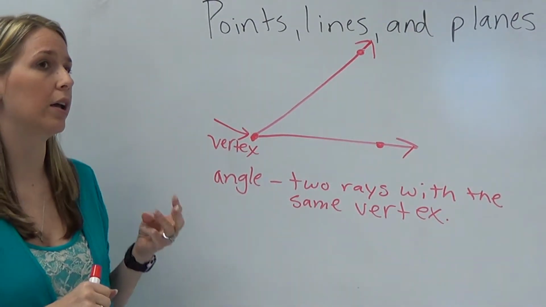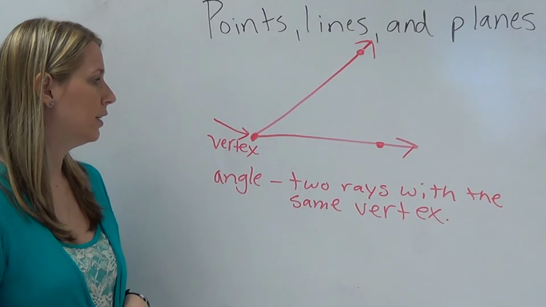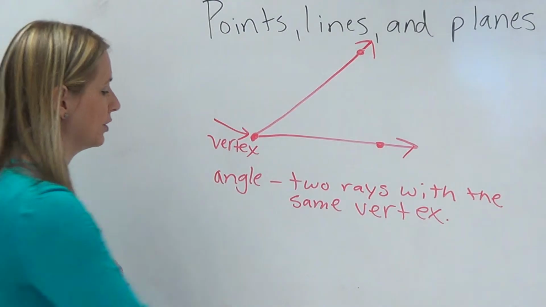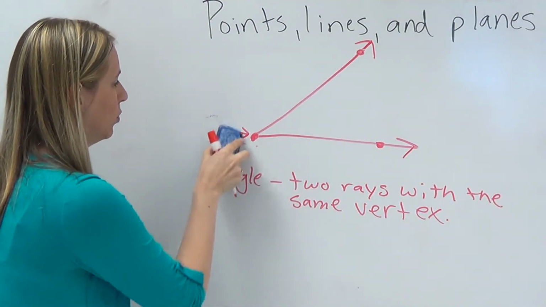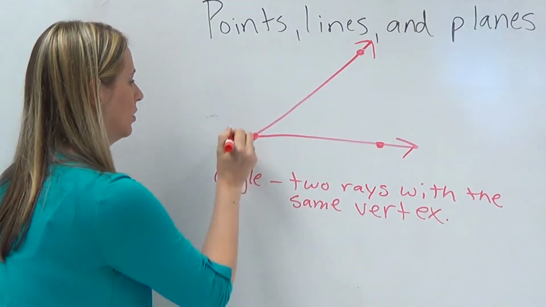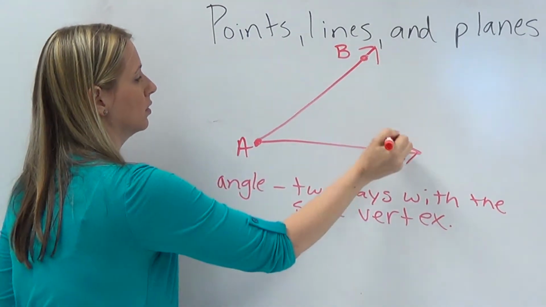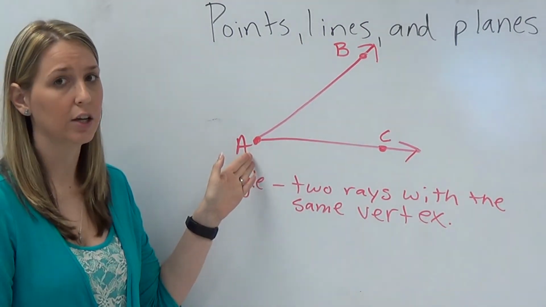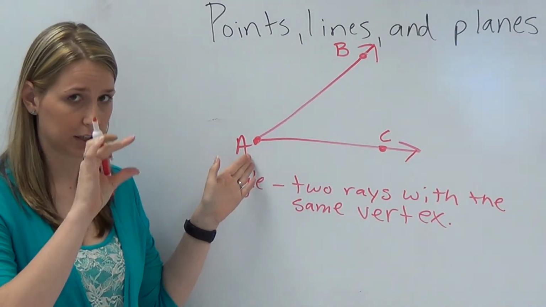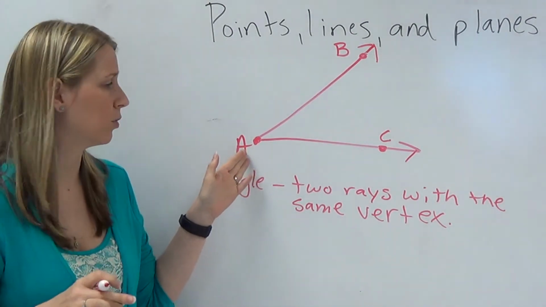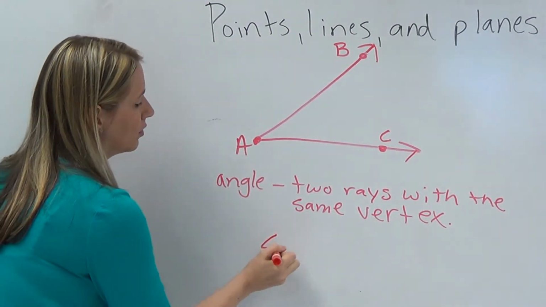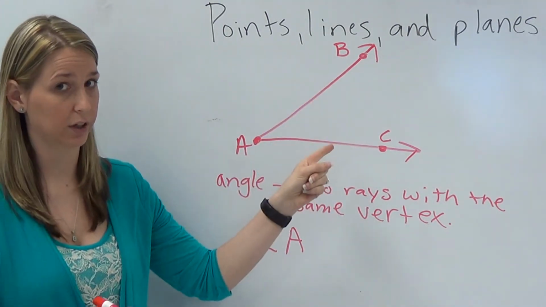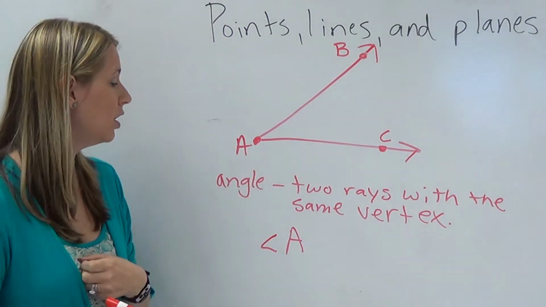We can name an angle three different ways. The first way is by the vertex letter. So let's name some points on here. If you look at the three letters on here, the vertex letter is A. You always use an angle symbol, which is basically like a little open alligator mouth. We can call it angle A. Now you can't call it angle B or angle C because they're not the vertex letter. So that would be angle A.